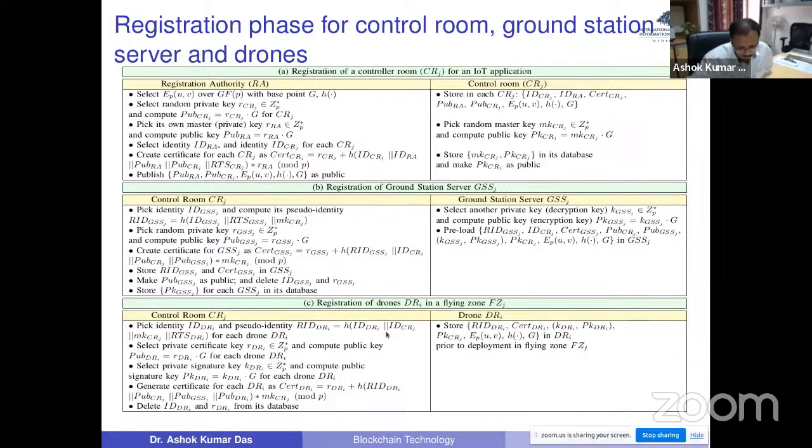In a similar way, the registration of drones in the flying zones is done by the control room. It picks the identity, pseudo identity, and private-public key pairs. Then it creates a signature private-public key pair, and also creates a certificate on behalf of each and every drone. This information, the pseudo identity, certificate, and the signature private-public key pairs, along with other things, is stored in the drone's memory prior to deployment.